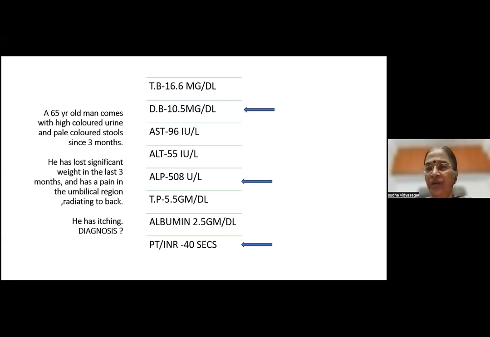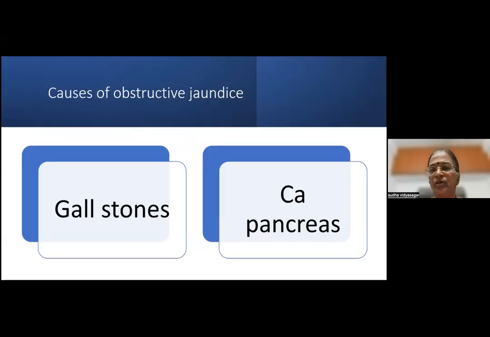Okay. That's not a pancreatitis. It's probably a CA pancreas because of the weight loss and those things. That is why. Okay, fine. The rest of the things are the same. So if you look at the causes of obstructive jaundice, the two main causes are what I put up there: the gallstones, where you can have a cholecystitis, cholangitis, whatever, and a CA pancreas, right?